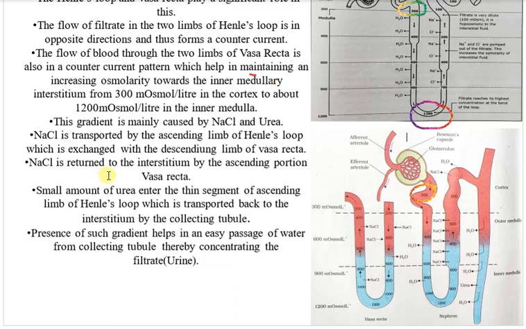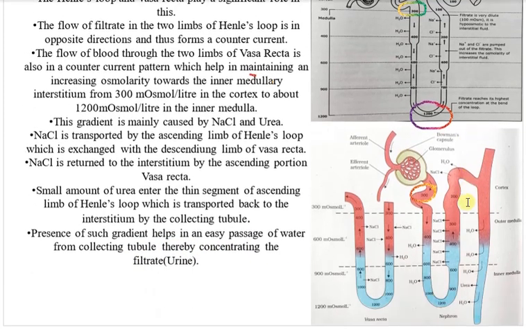Then the NaCl returns to the interstitium by the ascending portion of the vasa recta. A small amount of urea enters the thin segment of the ascending limb of Henle's loop, which is transported back to the interstitium by the collecting tubule. The presence of such a gradient helps in an easy passage of water from the collecting tubule, thereby concentrating the filtrate.